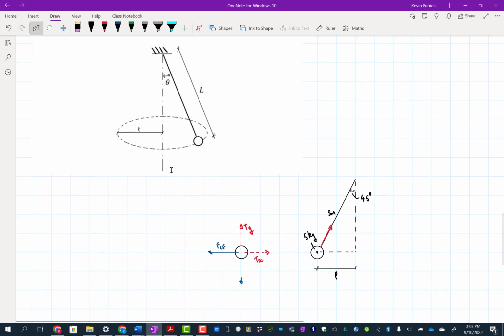Anyway, we know this is mg, that's the weight of that little sphere.